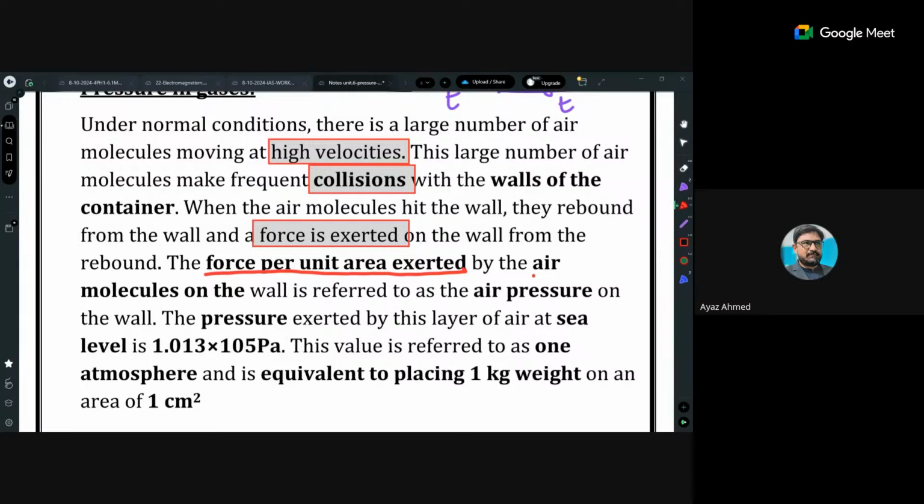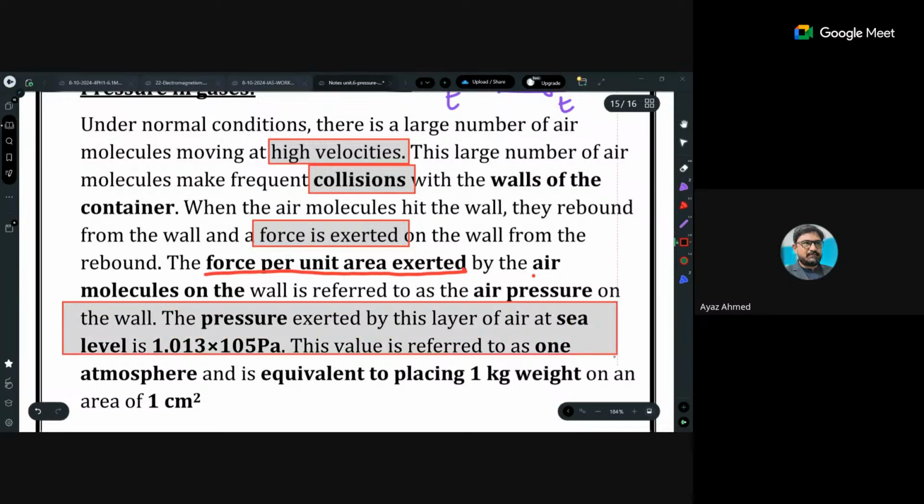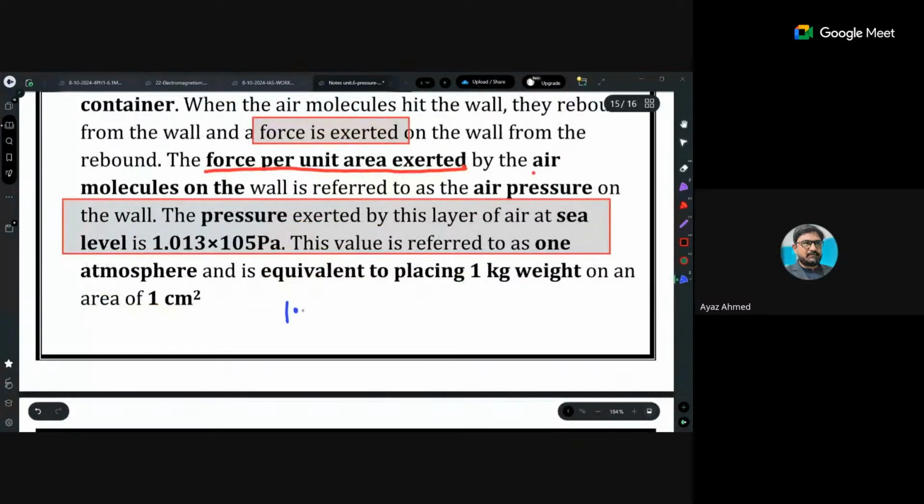So when I consider that the particles in the atmosphere, or particles in the air, collide with each other and with the container, if they are in a container, otherwise no, then they will exert a pressure, and this pressure at sea level is actually 1.1 into 10 raised to power 5 Pascal. It is not 105, it is 10 power 5. So I will just correct it. It is 1.013 into 10 power 5 Pascal.